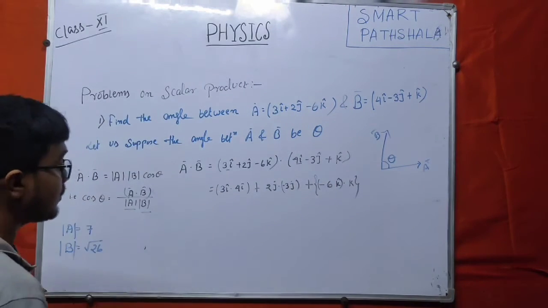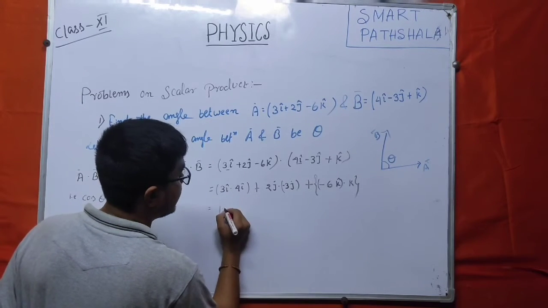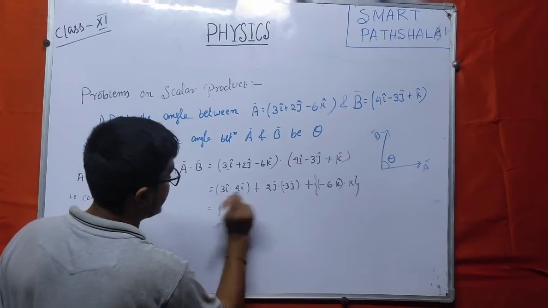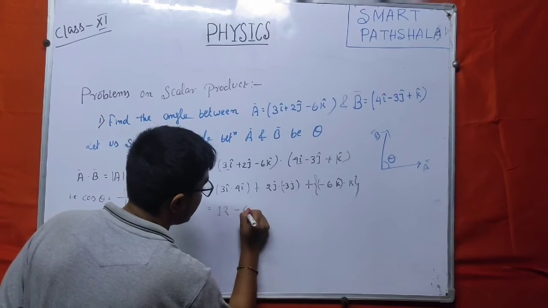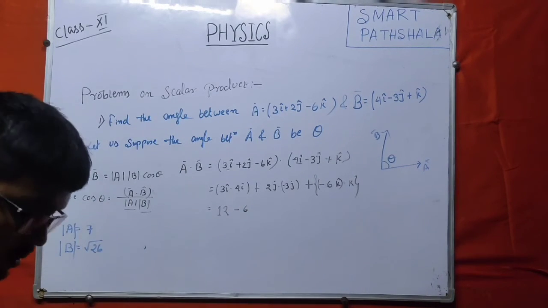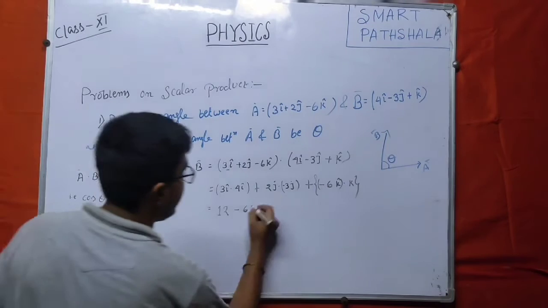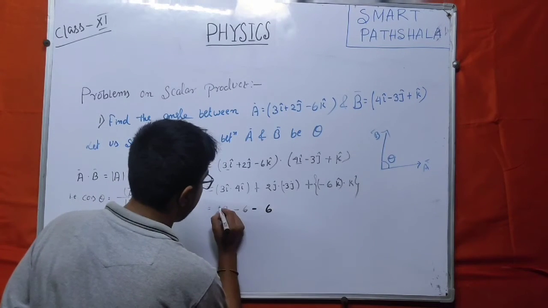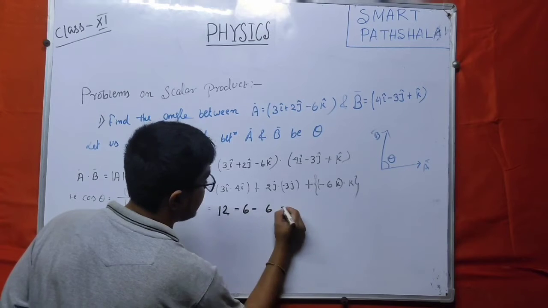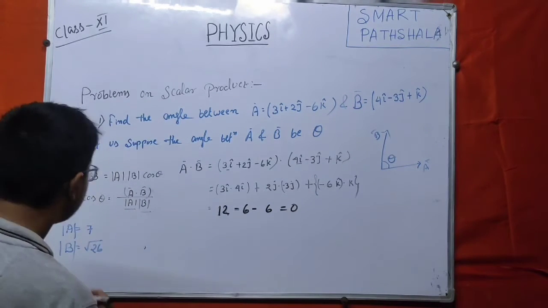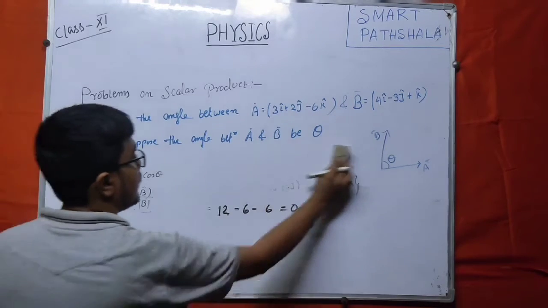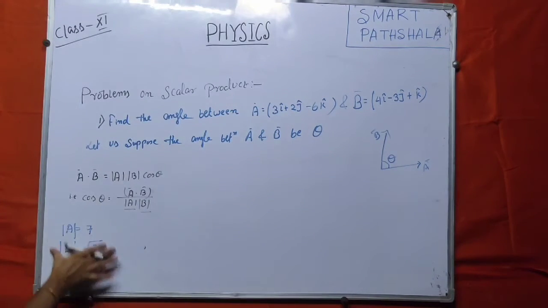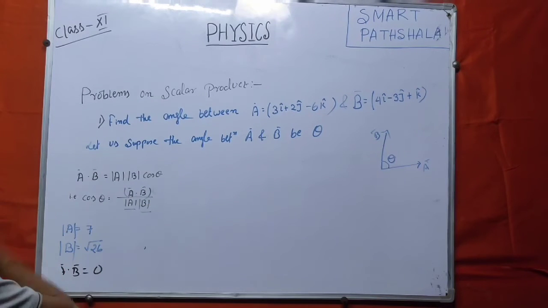Now you see that here it is 12 i dot i, here it became minus 6, and this will also become minus 6. That is 12 minus 6 minus 6 equal to 0. That means a vector dot b vector equal to 0. We have found all our three requirements.